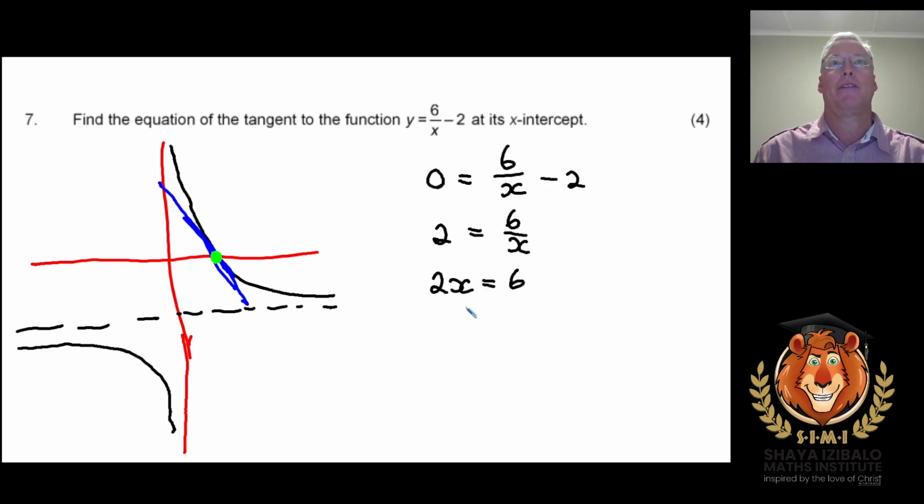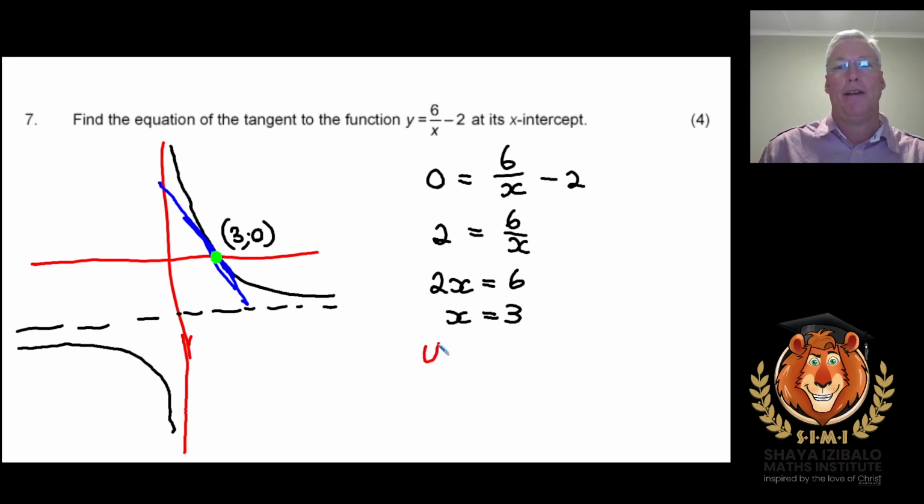We get 2x equals 6. We're going to divide both sides by 2, and we get x equals 3. So this point is actually the point (3, 0). Now we need to find the gradient of the tangent line, so we're going to need to differentiate our function.